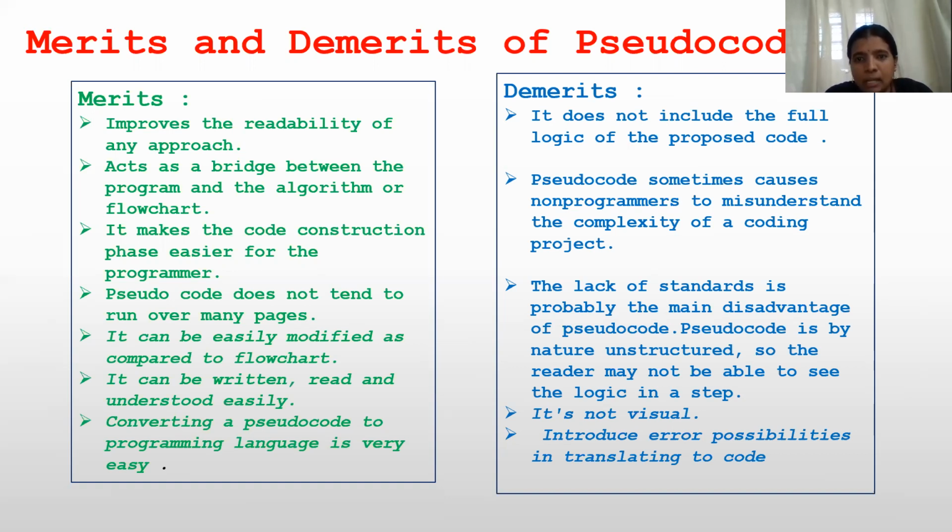So demerits. The demerits include, it does not include entire logic. Pseudocode sometimes allows non-programmers to misunderstand the complexity of the program. Lack of standards makes anybody write pseudocode in many different standards. Pseudocode is not visual, it is more textual. So therefore it's not as appealing as a flowchart. And there is a possibility of introducing errors into the syntax while we are translating the code, because pseudocode usually does not have a structure.